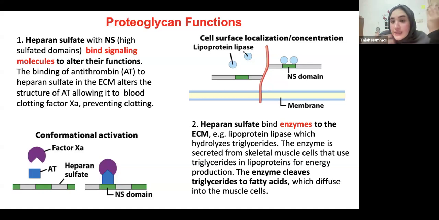But for it to be activated, what happens is that the antithrombin will go and bind to a heparan sulfate. And when it binds to that heparan sulfate, it will kind of activate it. So this is the antithrombin. It binds to the heparan sulfate, and then it will kind of put it there. And then this antithrombin will be exposed, and it will allow the blood clotting factor XA to bind to the antithrombin, preventing the clotting from happening.